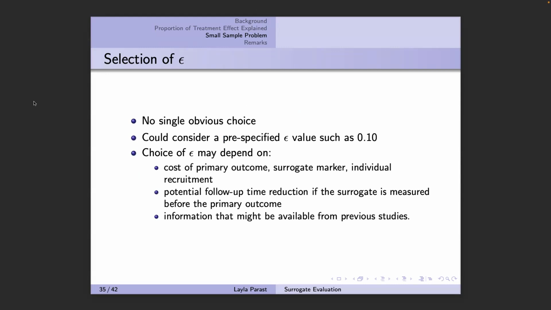So there's not really an obvious choice of epsilon. You could consider some pre-specified value, of course. In practice, the choice of epsilon is probably going to depend on a lot of stuff that's not necessarily statistical: the cost of a primary outcome, surrogate marker, potential follow-up time reduction, things like that. But let's think about an approach for selecting epsilon if you didn't have any of these things.